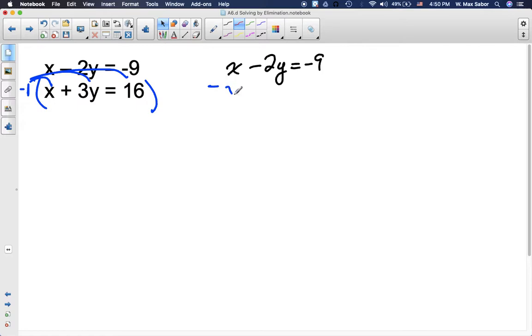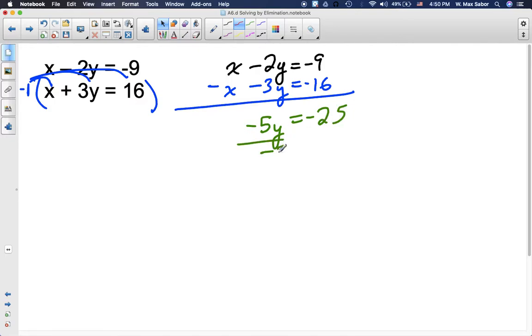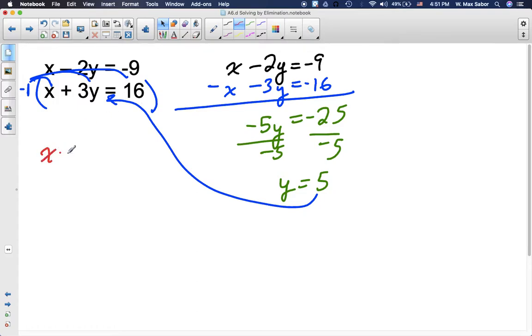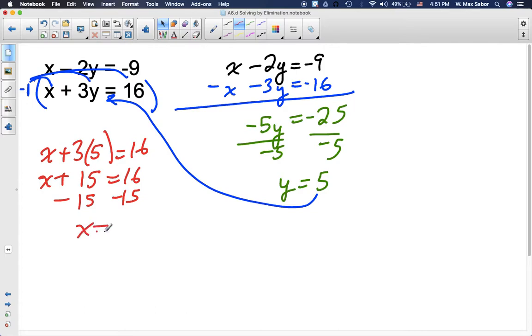The second one is negative x minus 3y equals negative 16. When we add these, we get 0, negative 5y, and negative 25, which now we can solve. y equals 5. And then plugging back in, x plus 3 times 5 equals 16. x plus 15 equals 16. Subtract 15 from both sides. x equals 1. So 1, 5 is our solution.